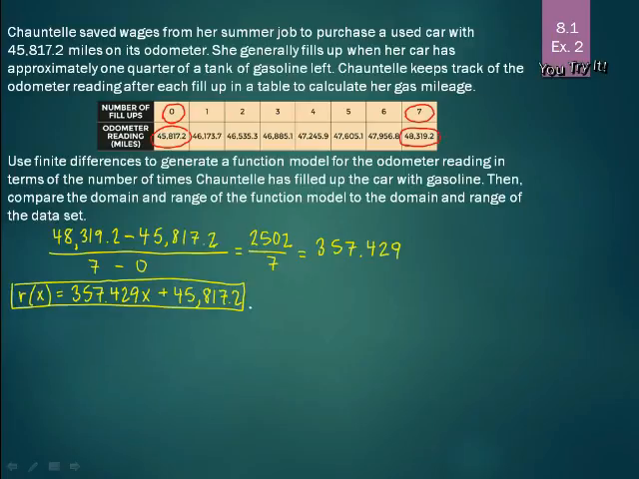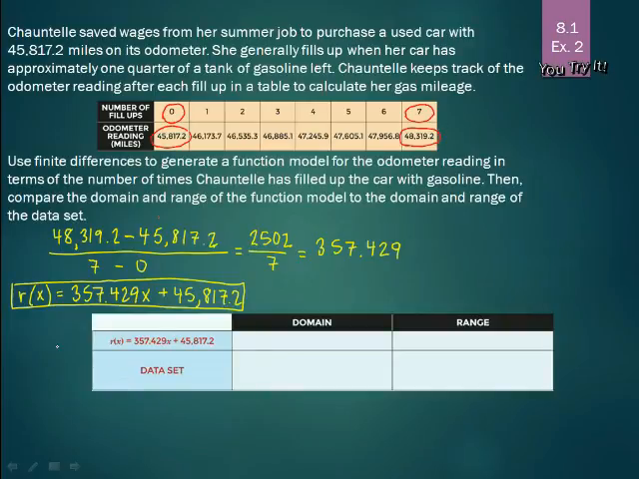Now let's compare the domain and range of our function model to the domain and range of the real situation in the problem. Let's use a table to organize our domain and range for each, the function model and the data set. For r of x, our function model, this is a linear function. So we can put in any number for x, there's no restriction. Any number can come out for y, because there are no square roots, no fractions, nothing that can interrupt that. So we have all real numbers for both our domain and range.